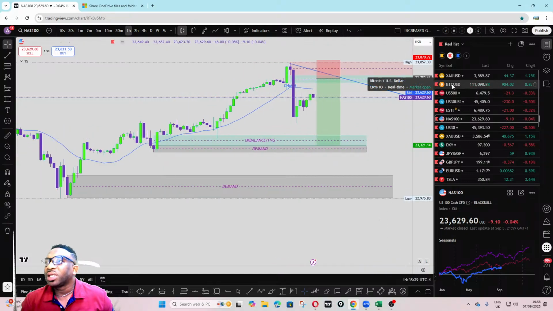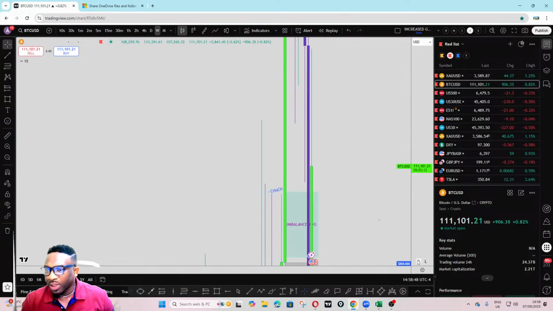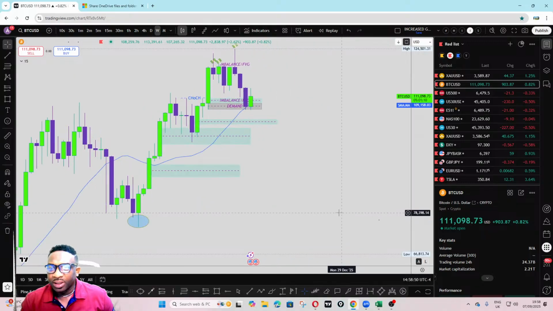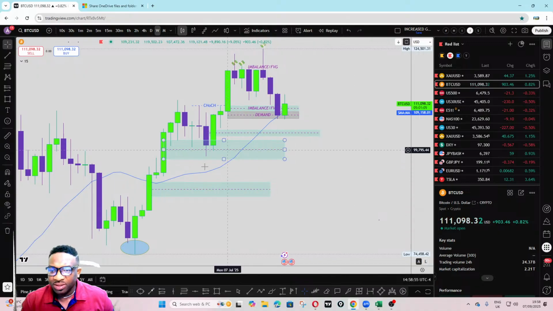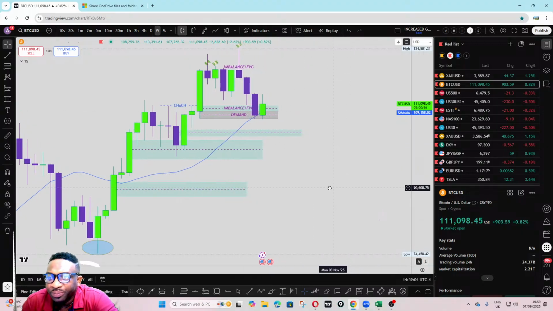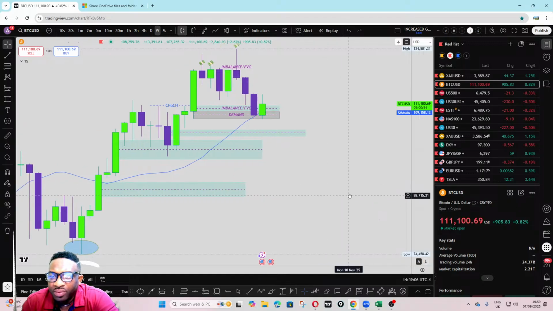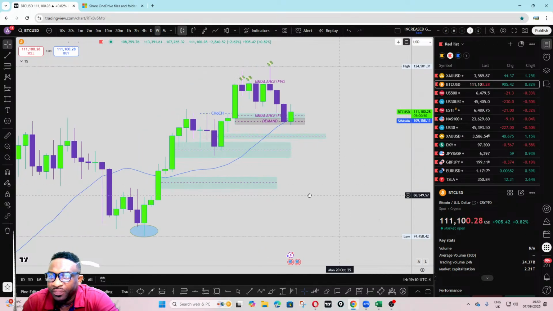Okay, so let's look at BTC USD. Let's begin from the weekly. On the weekly, I've already marked these areas, pending areas on it. Currently we have a break of structure on the weekly time frame on BTC USD.